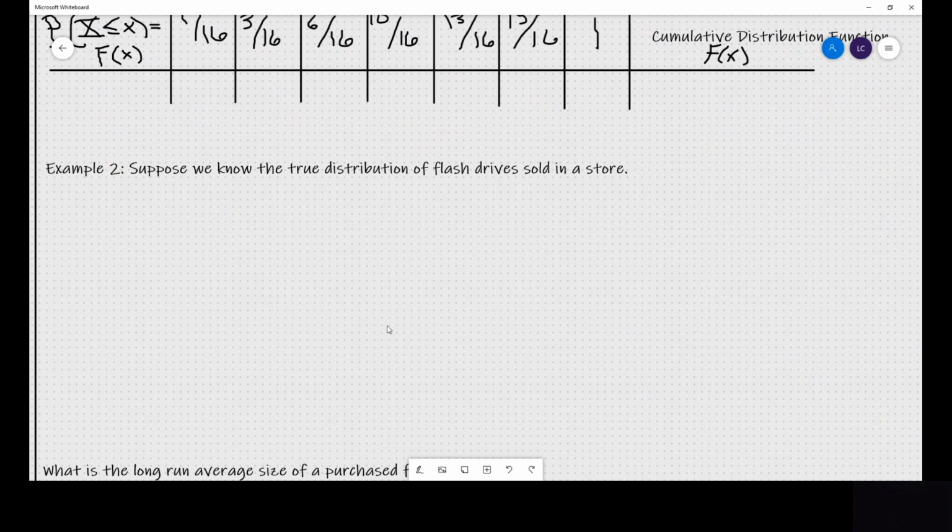The next thing we want to do is we're going to start looking at expected values. In order to do that, I'm going to go ahead and introduce a new problem, and then we'll try to figure out the expected value, what that is. Again, this is review, and this is a couple of different lessons in MA206, so just sort of roll along here. Okay, so example 2 is, suppose we know the true distribution of flash drives sold in a store.